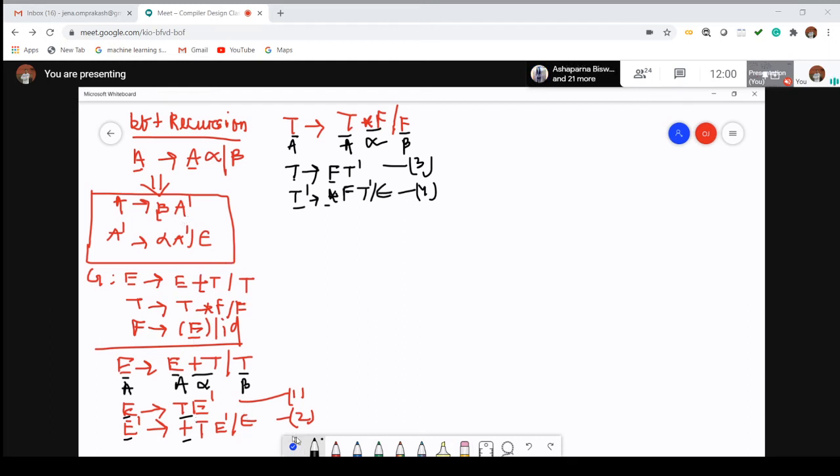Next, what are the other two productions? One equal to F2 bracket of E, or F2 ID. Now you can check the left hand value equal to F. The first element of the right side equal to left parenthesis. Both are different. So it is not in left recursion form. Similarly, this one is not in left recursion form. Hence, those 6 productions, 1, 2, 3, 4 up to 6, are free from left recursions.